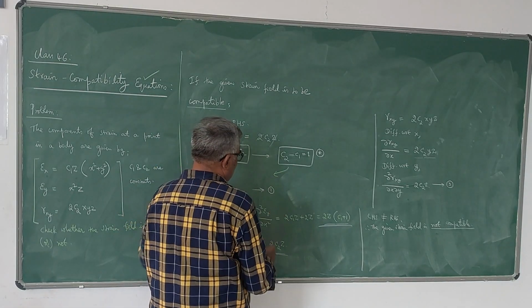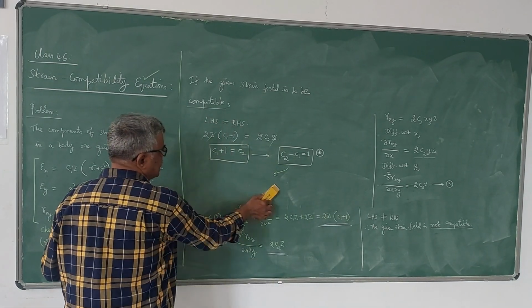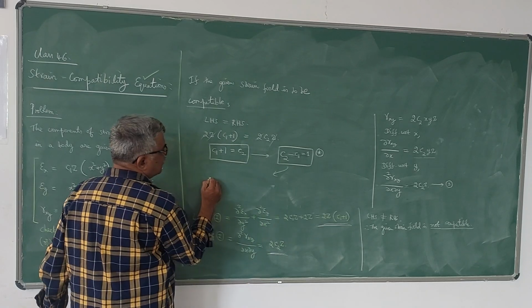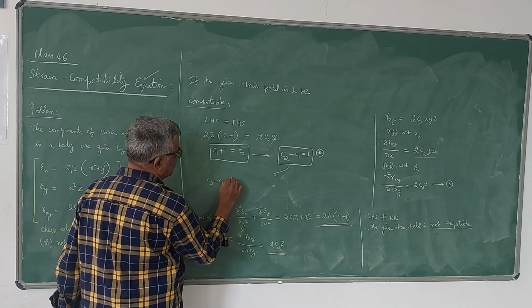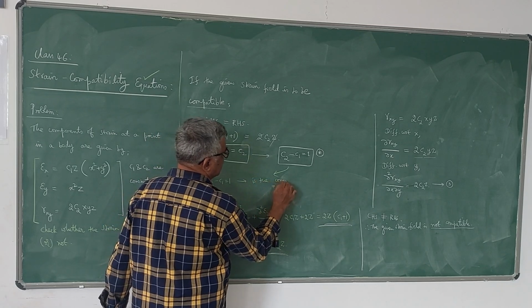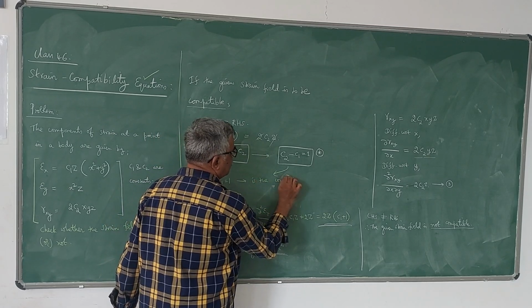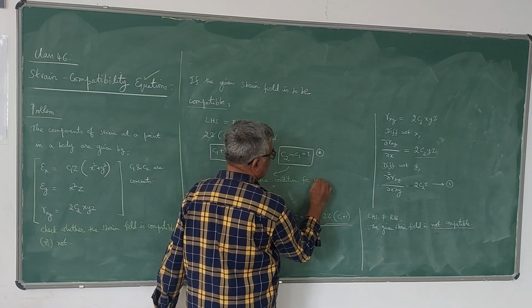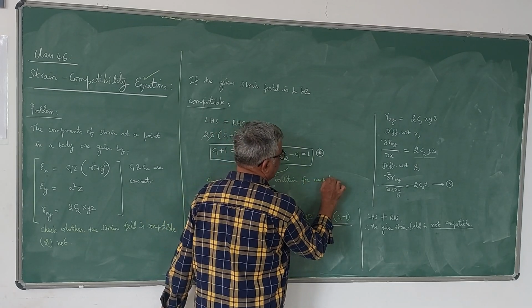That means finally what you can write here is, so this C2 minus C1 is equal to 1 is the condition for compatibility.